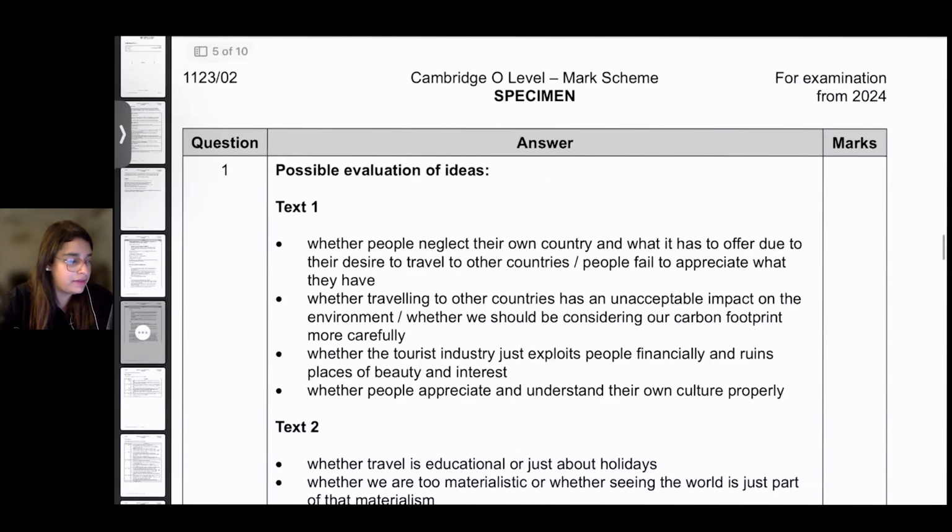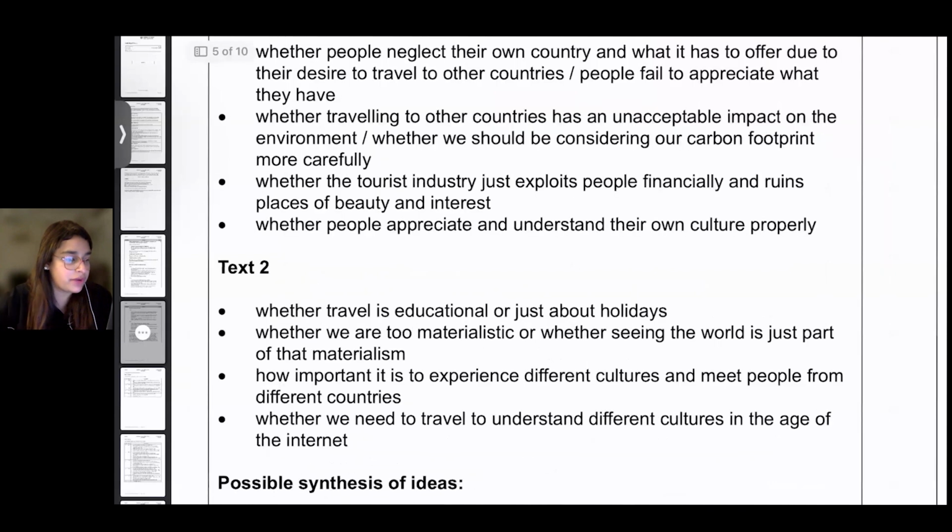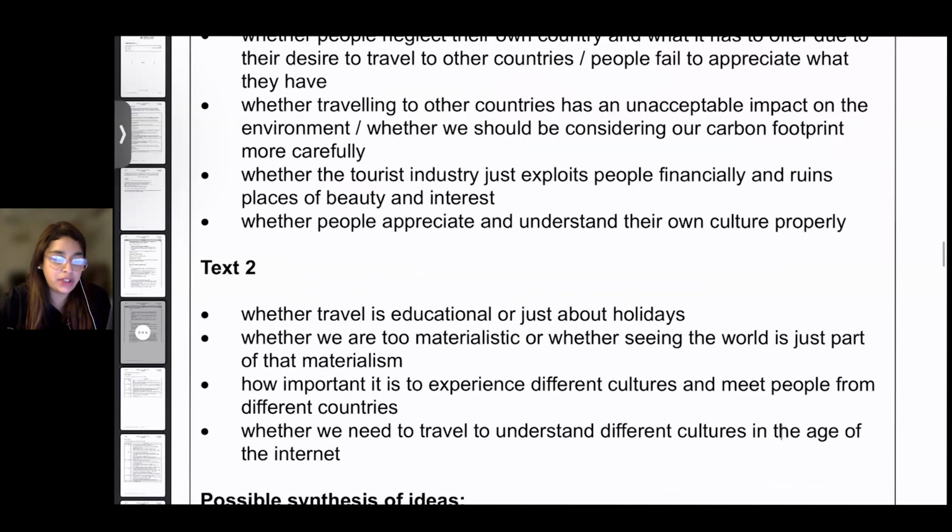This is how they have evaluated it. This point right here, whether we need to travel to understand different cultures in the age of the internet. So there is so much information out there that I can access because of technology. So do I need to be there for all of these experiences? That's one thing that we can definitely take out of this point. And talking about how travel itself is a materialistic idea. So how can we defend the fact that this is making us less materialistic? So this is basically what evaluation is.